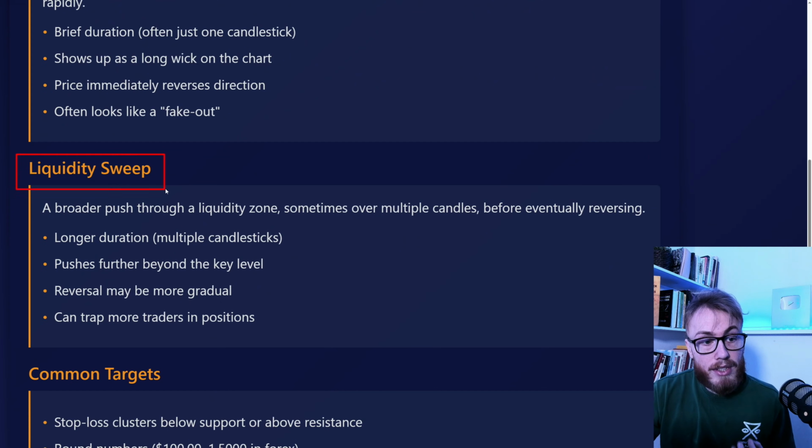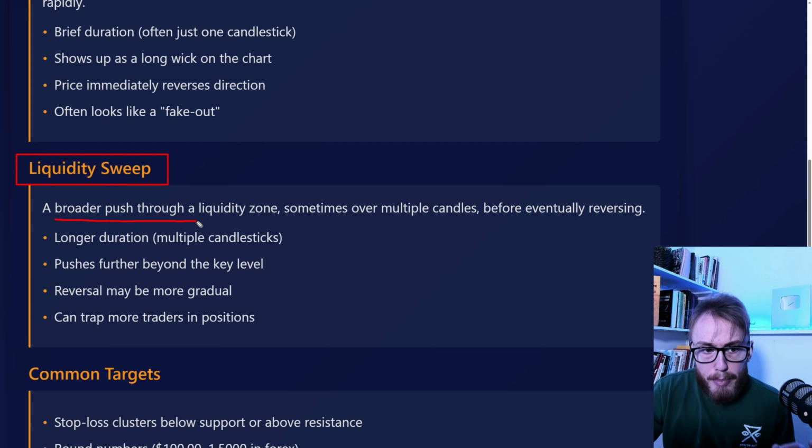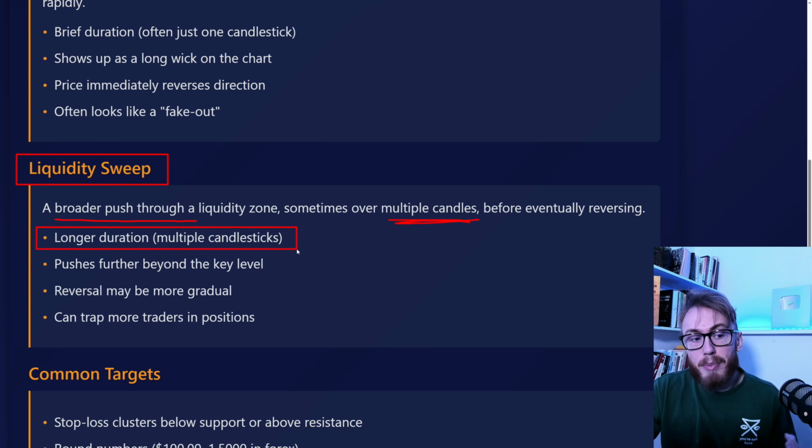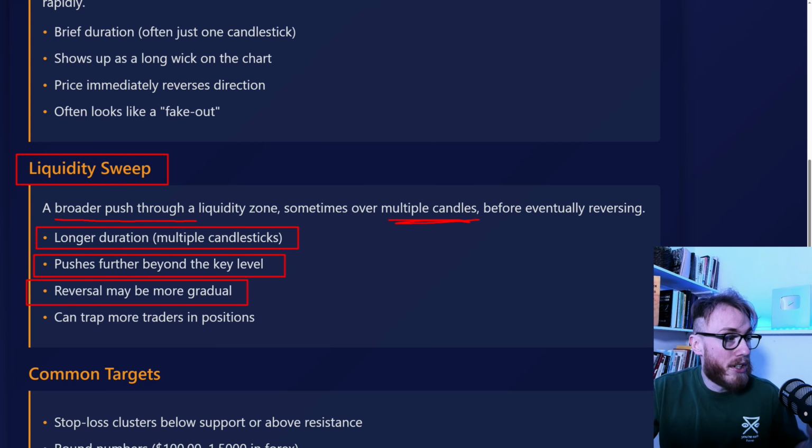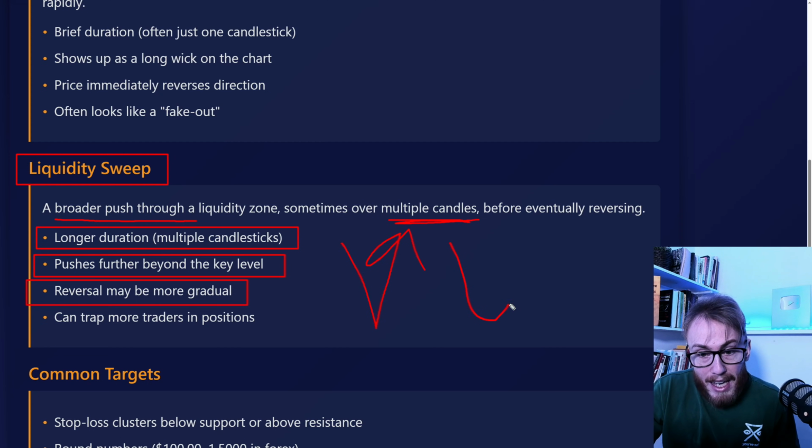But first, we need to also take a look at the liquidity sweep. So in general, this is a broader push through a liquidity zone, or a larger supply and demand area. Sometimes the liquidity sweep can actually last multiple candles before eventually reversing. So in general, liquidity sweeps tend to be longer in duration. They tend to also push further beyond the level, and the reversal can be more gradual. So liquidity grabs tend to be more spiky. Liquidity sweeps can be a bit more gradual, but it should still go pretty fast.